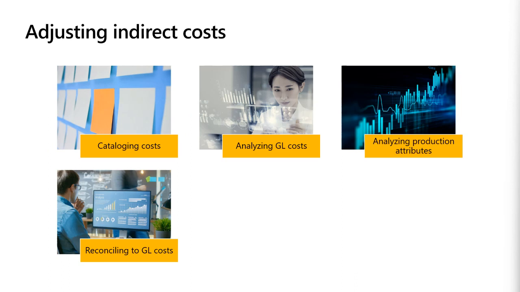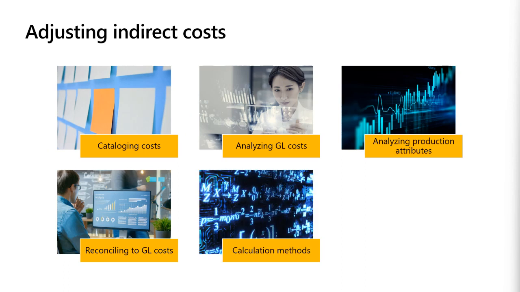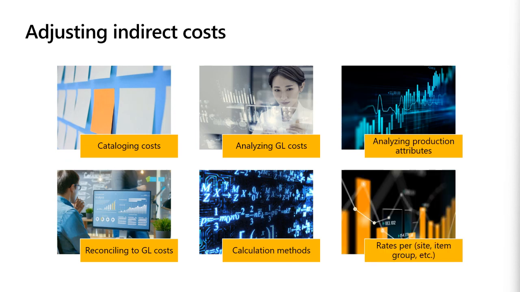Keep in mind that there are a variety of methods for calculating an indirect cost, including a surcharge, which is a percentage, rate, which is a flat amount per unit, and along with input and output unit-based calculations. You can also have different rates per site, item, or groups of items, depending on the type of indirect cost you're using.